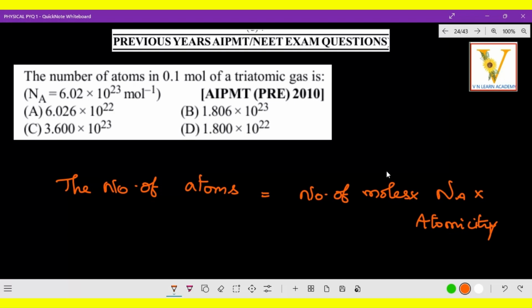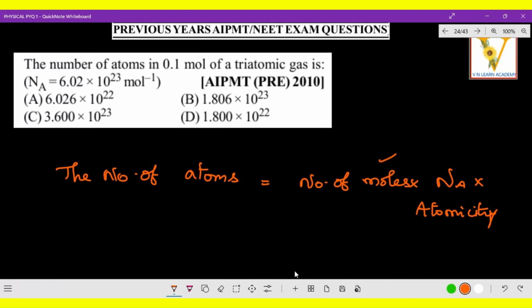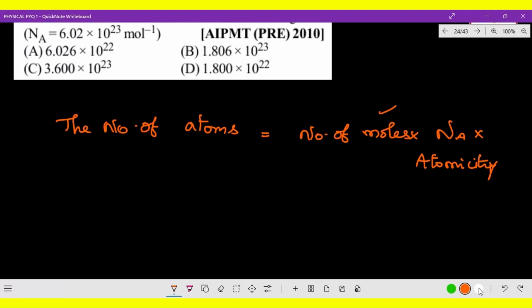So here they have given the number of moles, 0.1 mole of triatomic gas. Triatomic gas means 3 atoms together in that gas molecule. So that is called atomicity. So we got the values also. Come on, let us finalize the answer. Number of moles is 0.1 into Avogadro number 6.023 into 10 to the power of 23 into atomicity. How much is it? 3, atomicity 3, triatomic gas, right?